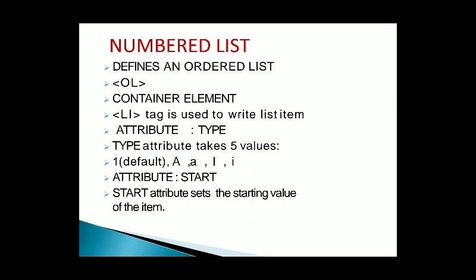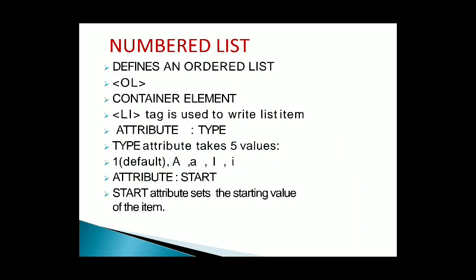Now let us see a few important points of the numbered list. A numbered list defines an ordered list, and the tag used for this is OL. From the name itself it is clear: O stands for ordered, L stands for list. This is also a container element, so it requires a starting tag as well as an ending tag. And to write the list items, the tag required is LI.